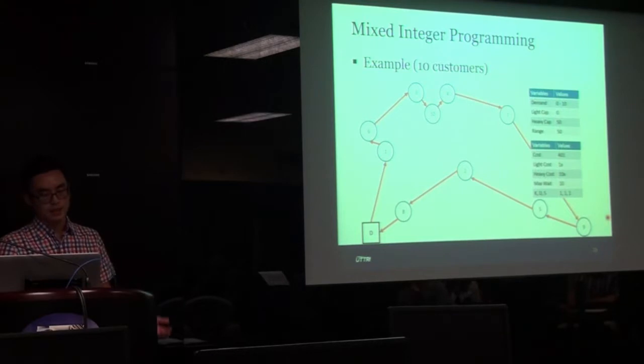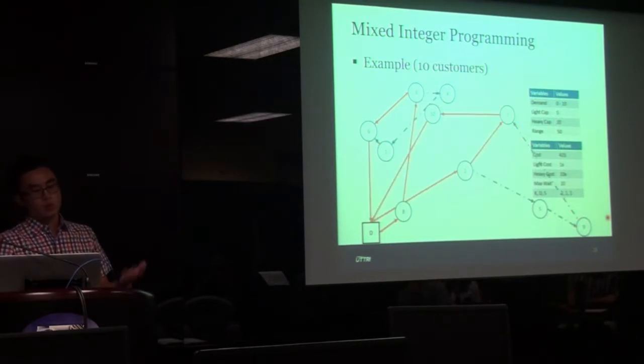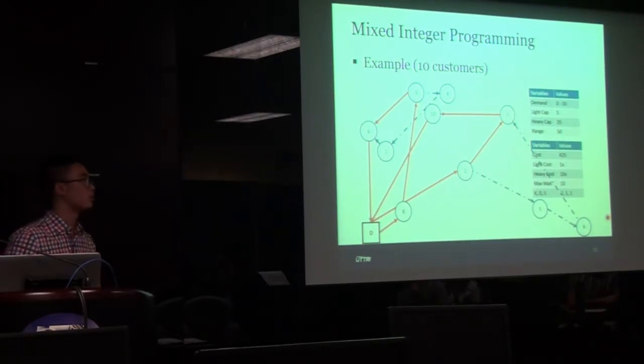And then if there's 10 customers, here's what a possible solution could be visualized as, given the variable parameters that we set on the right.